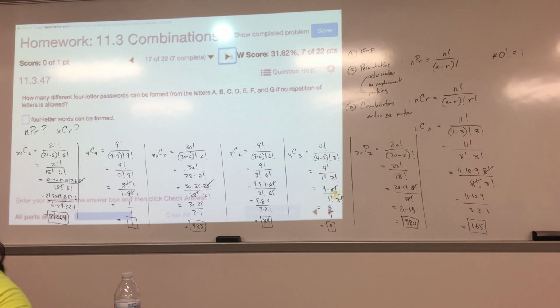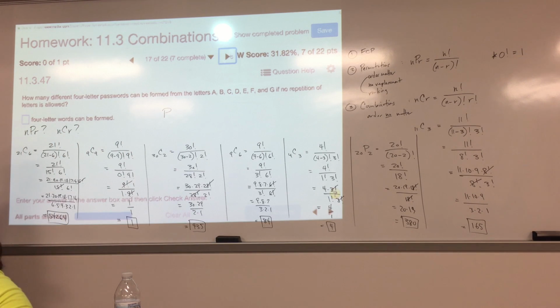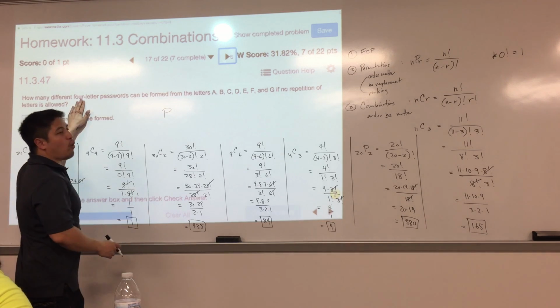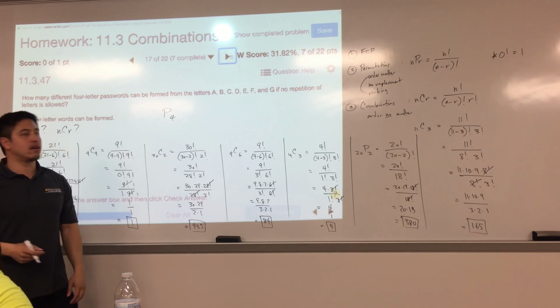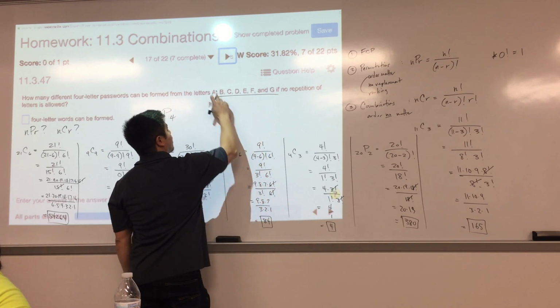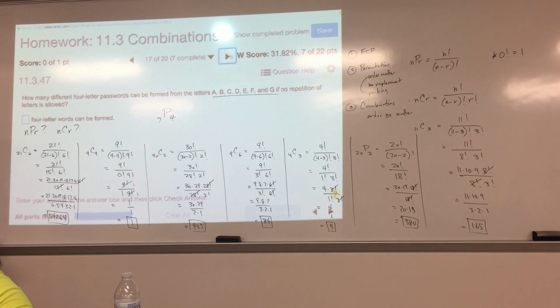Next. How many different 4-letter words can be formed from the letters A, B, C, D, E, F, and G if no repetition? Boom, done. What is it? P, right? Now, tell me the numbers because this one, we know it's P because no repetition is allowed. Tell me what N is. 7. Yes, it's not 4, right? 4 is what you're making and taking from it, right? This is where you get your N. 1, 2, 3, 4, 5, 6, 7. Does that make sense, guys? Okay, very, very good. Nicely done.